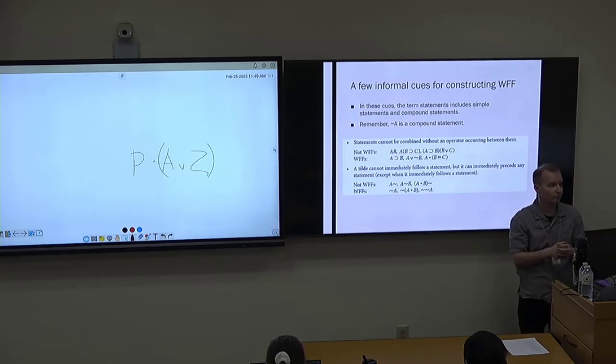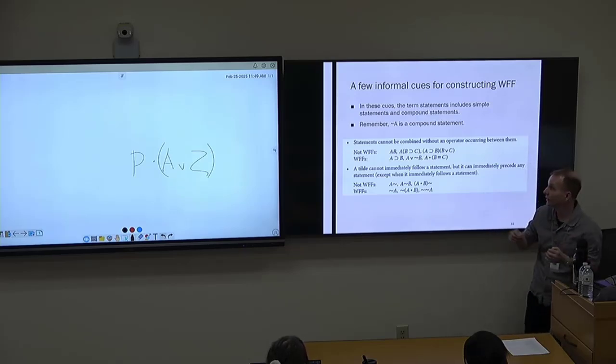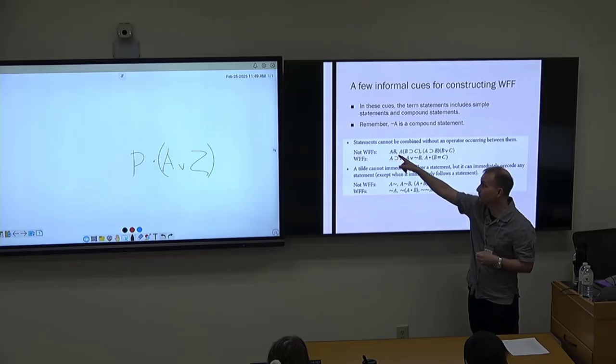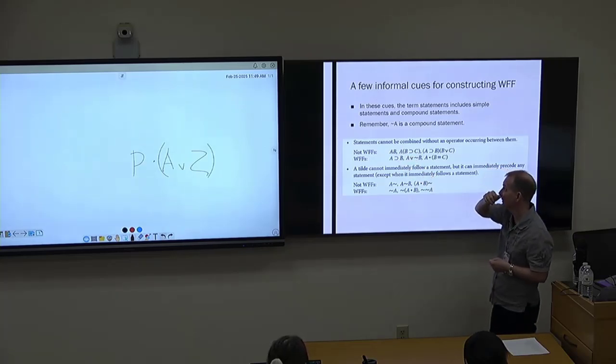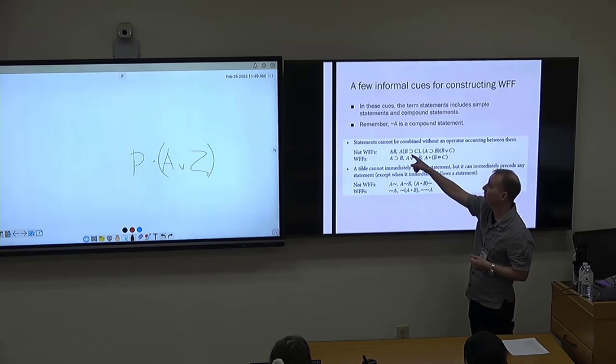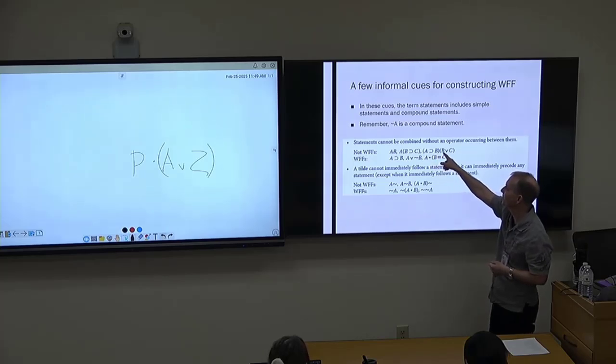So just some ideas: statements cannot be combined without an operator occurring between them. So you can't just write AB. If you have two statements, you have to put an operator, and it cannot be just a tilde. Remember, it has to be one of the other operators. You can't put it like this. This is not math. You don't presume that there is something here. You can't put something like this.